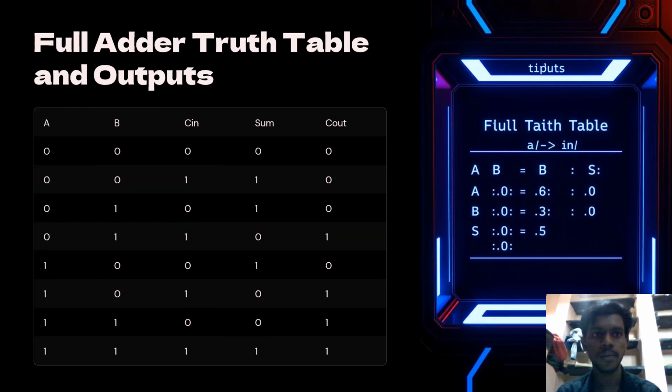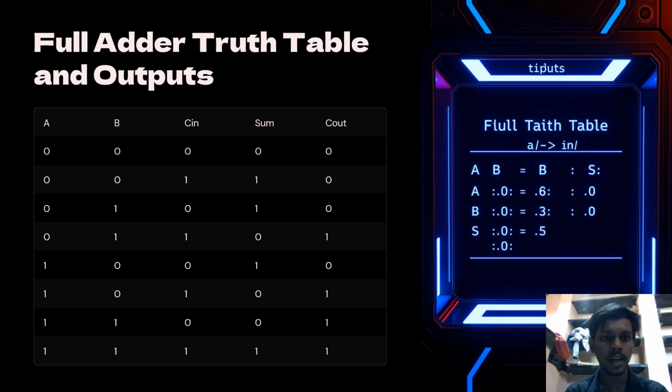Full adder truth table and outputs. They have three inputs, A, B and C in, and two outputs, sum and C out. If A, B and C in are 0, then the sum becomes 0 and C out becomes 0. If A and B are 0 and C in is 1, then the sum becomes 1 and C out is 0. If A is 0, B is 1 and C in is 0, then the sum becomes 1 and C out becomes 0. If A is 0, B is 1 and C in is 1, then the sum becomes 0 and C out becomes 1.